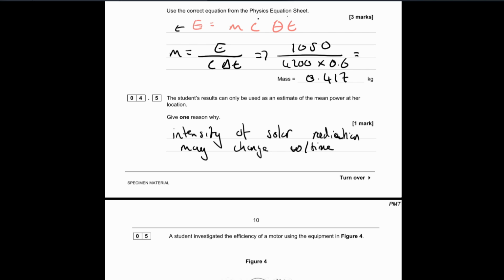Another thing that could affect the intensity is also maybe a cloud passes in front of it. If you've got a cloud passing in front of your sun, maybe from minutes 3 to 4, and then there's no clouds throughout the rest of the time, then again you'd get a changing power that's been incident there at your location, and that's the reason why we can only say it's the mean power. We can only say it's an estimate of the mean power. It might not be the actual mean power.